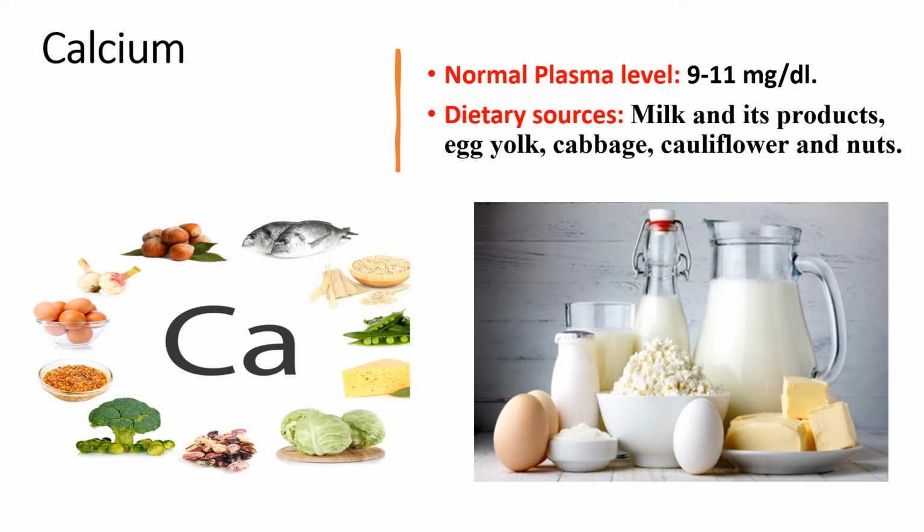The normal plasma level of calcium is 9 to 11 mg per deciliter. This level is very important to memorize. Calcium-rich food sources include milk and milk products, eggs, nuts, cabbage, cauliflower.